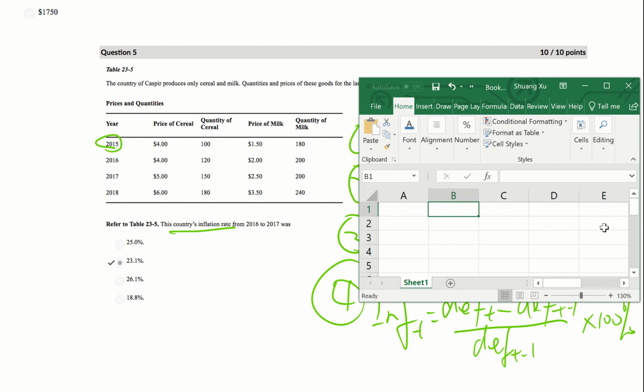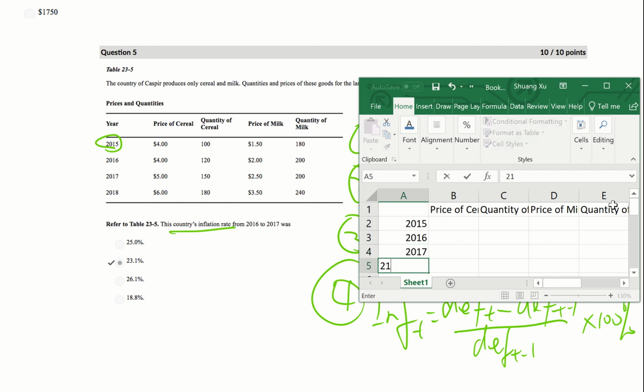All right, so we have price of, it's not price, cereal, quantity of cereal, price of milk, quantity of milk. All right, and then we need to know the years. So 2015, 16, and 17. So 2015, 2016, 2017, 2018.